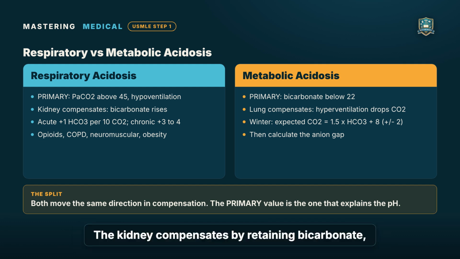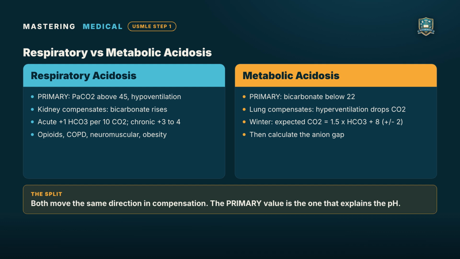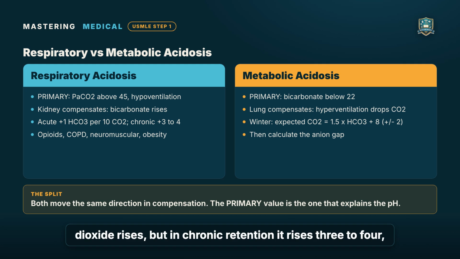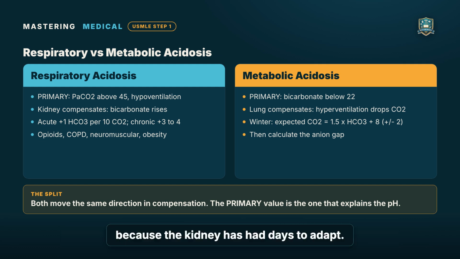The kidney compensates by retaining bicarbonate, and the amount tells you the timeline. Acutely, bicarbonate rises about 1 for every 10 that carbon dioxide rises, but in chronic retention it rises 3 to 4 because the kidney has had days to adapt.